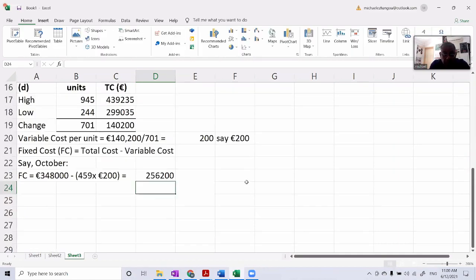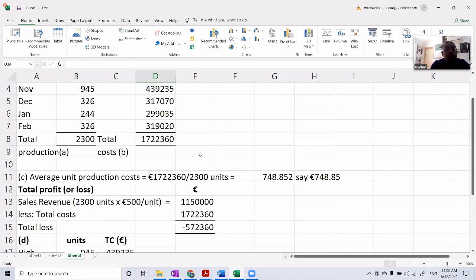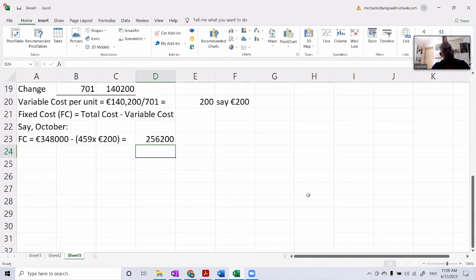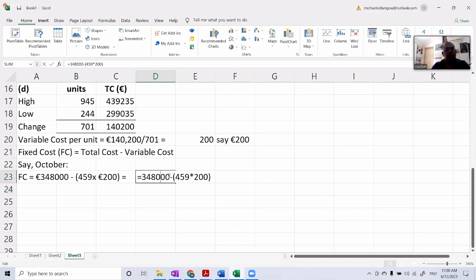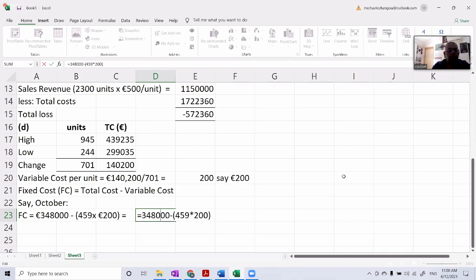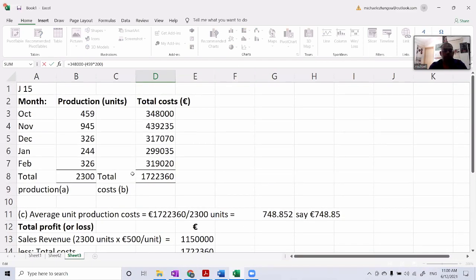We got variable cost as 200. Fixed cost, take January: 299,035 minus 244 times 200. I got 250, right? Did I make a mistake here? How come the answers are changing? Shouldn't change. Fixed costs should be constant in all ranges.